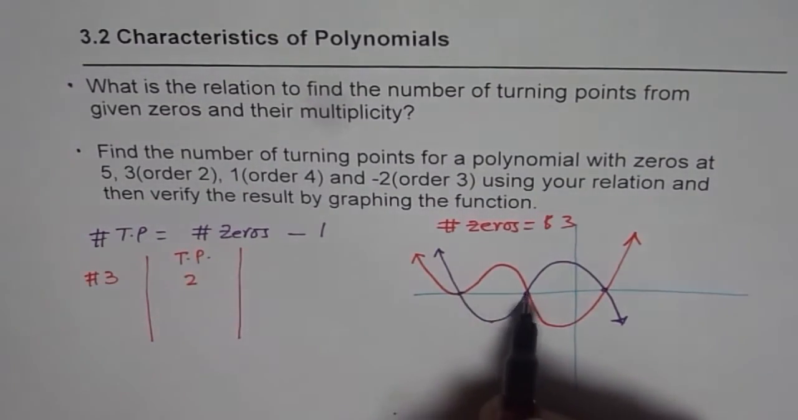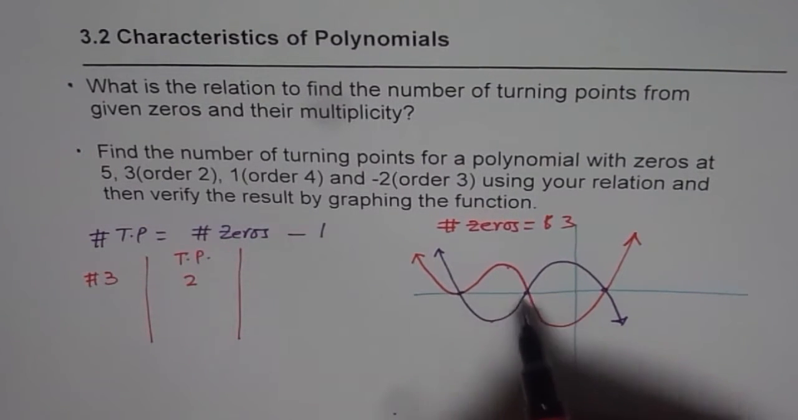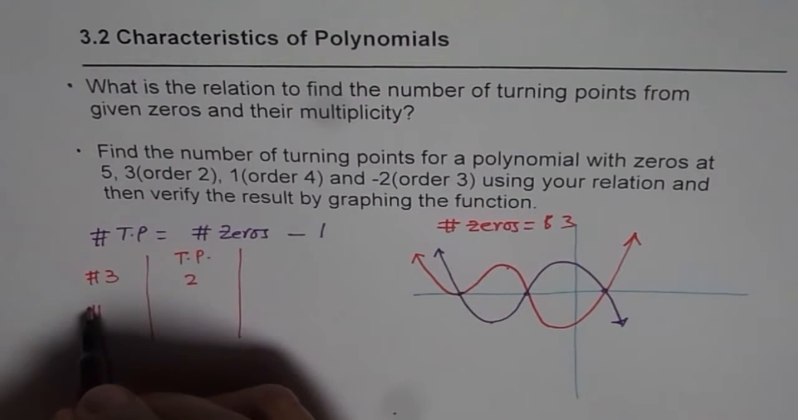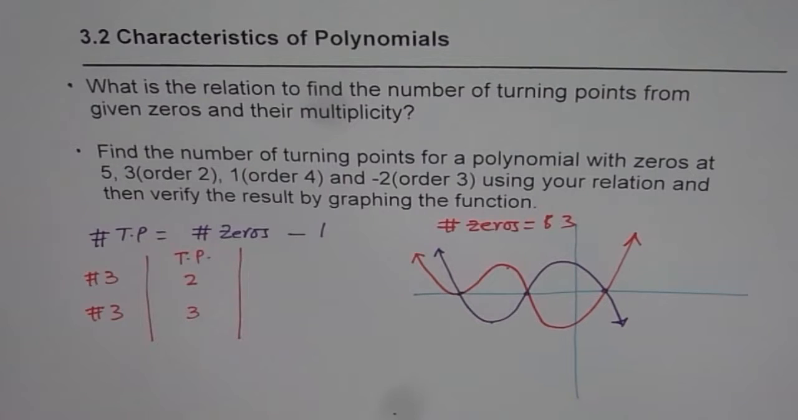Now we still have 3 zeros. How many turning points? 1, 2, 3. So we still have 3 zeros, but the turning points are 3. Why? That is critical to answer, and that leads to our relation between zeros and turning points. Don't you find it interesting? It is. Well, it will become extremely clear to you if I take another example.